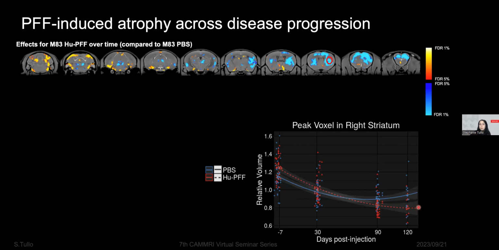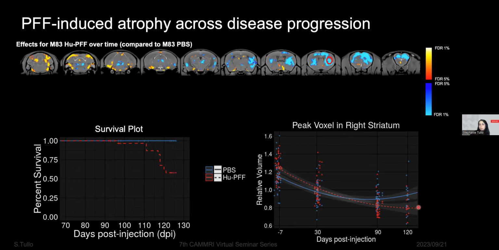And this nicely went along with when we examined the survival of our mice. Here I'm showing percent survival across the number of days post-injection, such that you can see only the mice that received the fibrils succumb to their disease within the time frame that we were looking at.